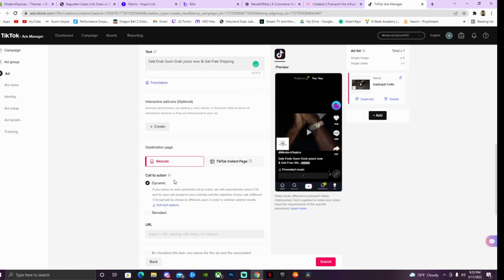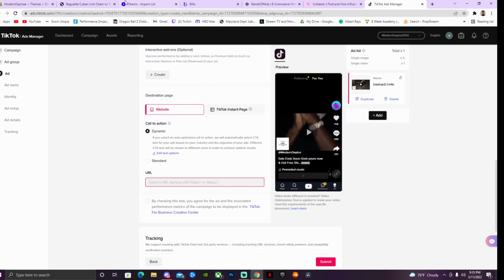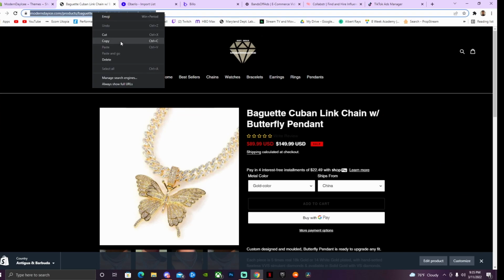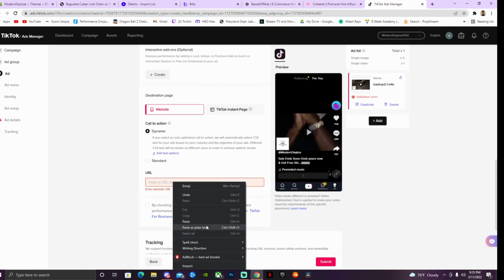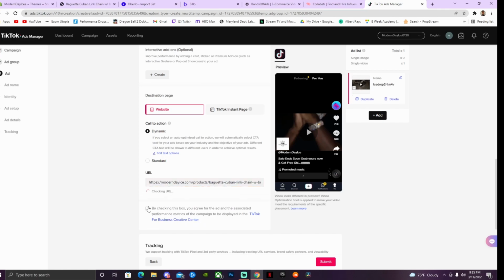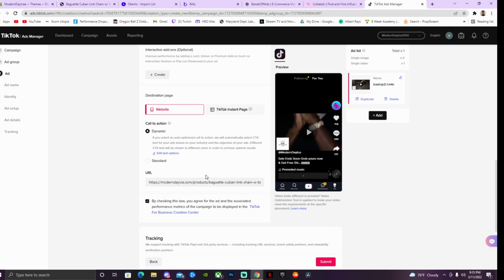And then right here where it says destination, you want to have the URL of the product that you're planning on selling. So I would copy the URL, then paste it into the URL spot here. I want to make sure everything's good before you run the ad. I want to make sure the ad is going straight to your product page, like I said earlier. And you definitely want to make sure the pixel is set up before you run your ads.